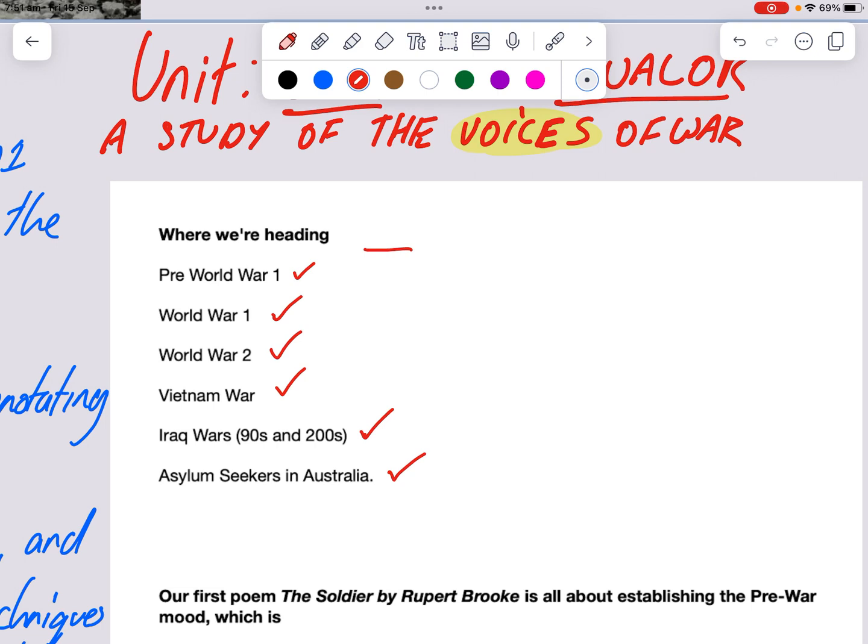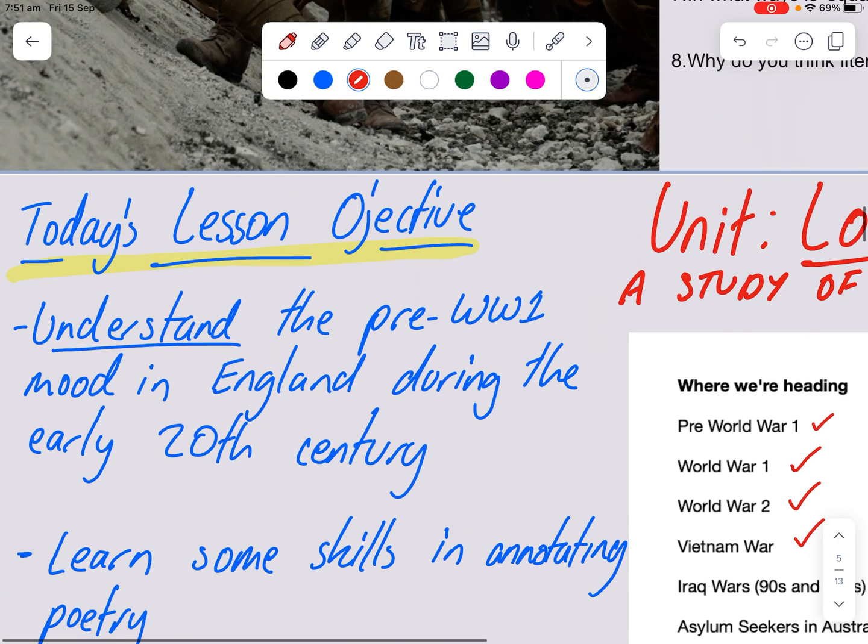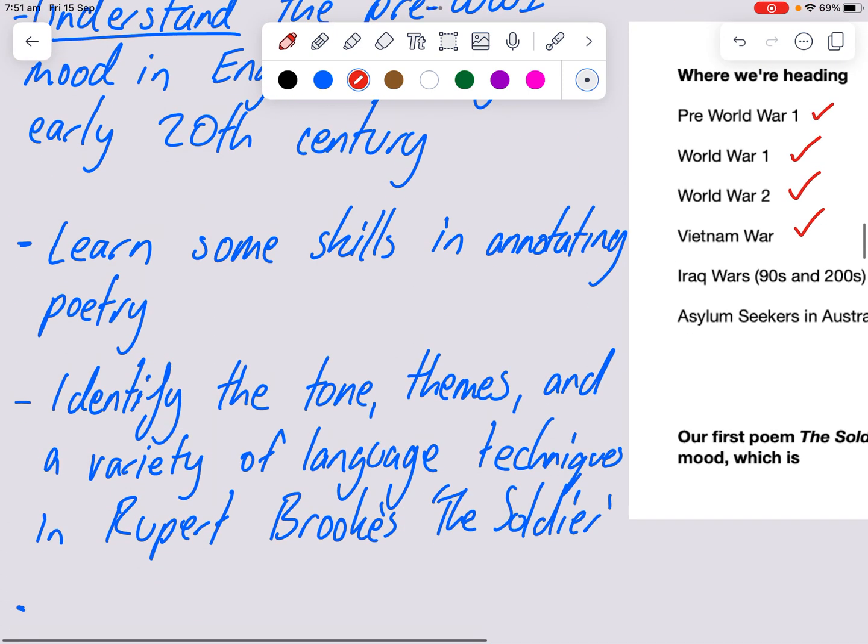Let's understand a little bit of how, I'm going to say Australians, but really the West, the English, the Americans viewed themselves leading into war. So that's going to be the first part, is to understand the pre-World War I mood in England. And then following on from that, hopefully we're going to learn some skills in annotating poetry. And we're also going to identify the tone, themes, and a variety of language techniques in Rupert Brooke's The Soldier. So that's what we're doing here.